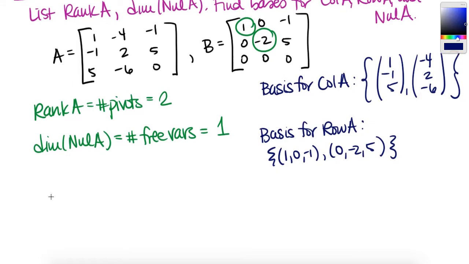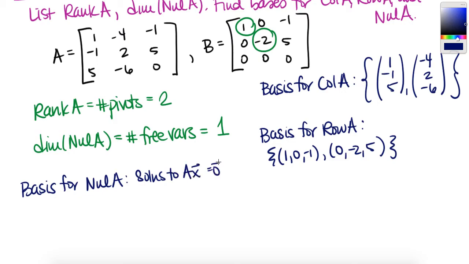And now to get a basis for null space, remember we need solutions to AX equals 0 in parametric vector form. All right, the tempting thing is just, oh, here's my non-pivot column, that's my basis, but that's not how it works. So let's remember how it works.